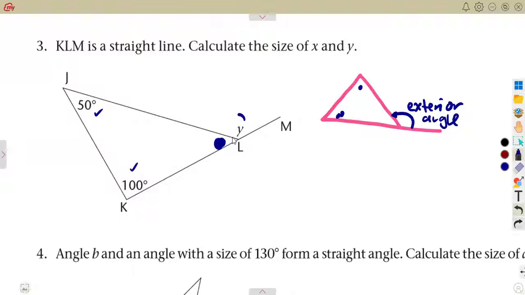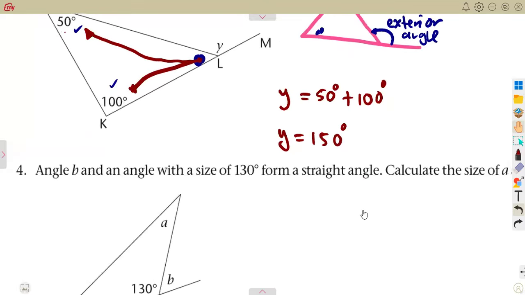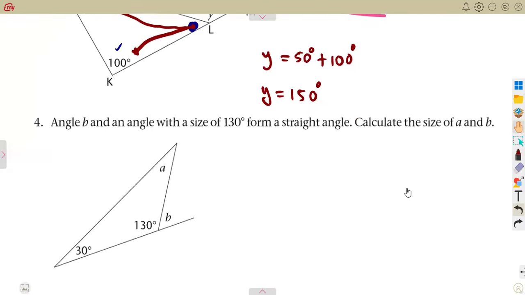So meaning to say, this y that we have in this case could have been calculated by adding the opposite interior angles. Yes, this is the interior, but the ones that are opposite, you add them. So you add the 50 degrees and the 100 degrees. That was going to give us y, which is 150 degrees. I talked about this concept. The exterior angle is equal to the sum of the opposite interior angles. Okay? So that's another way we could have used.